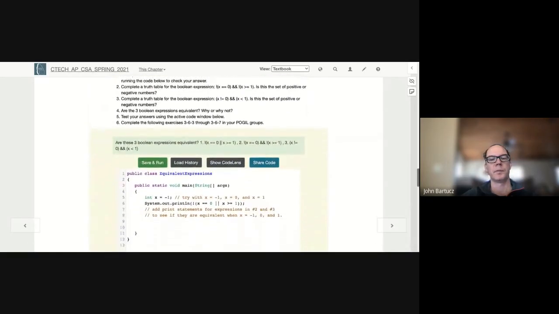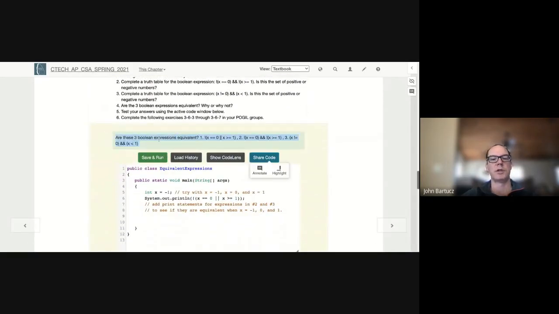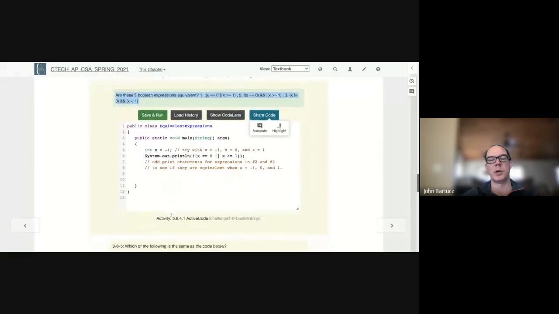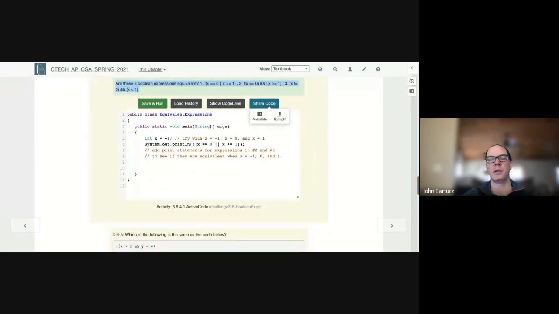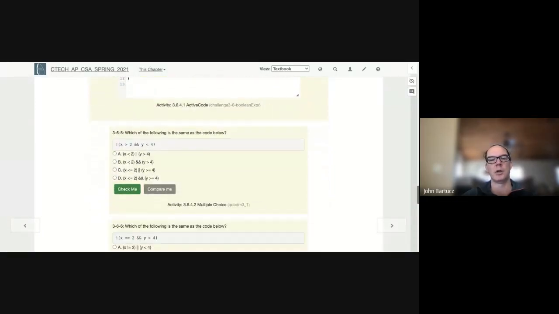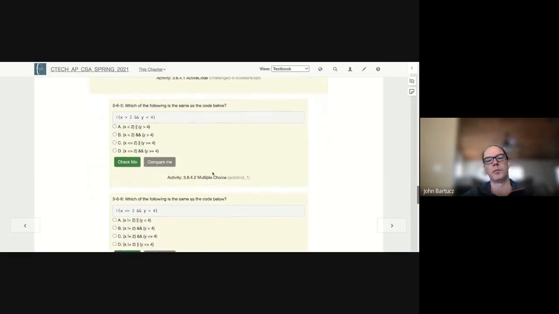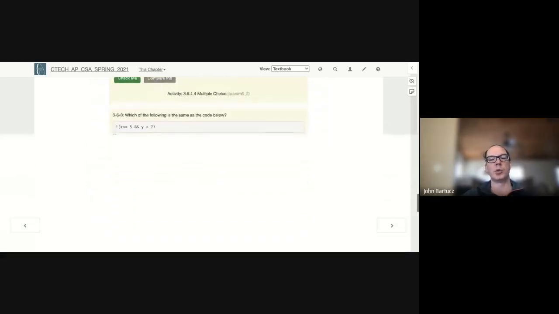So you can see here, are these three expressions equivalent? And it just asks you to try them out. That's a question you might get, a multiple choice question on a quiz or on an exam. Which of the following is the same as the code below? So again, you don't need to memorize De Morgan's laws, you just need to understand them.